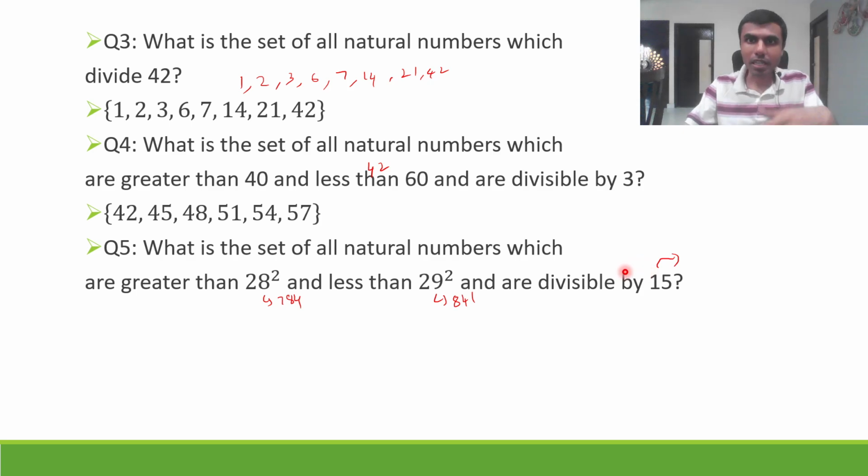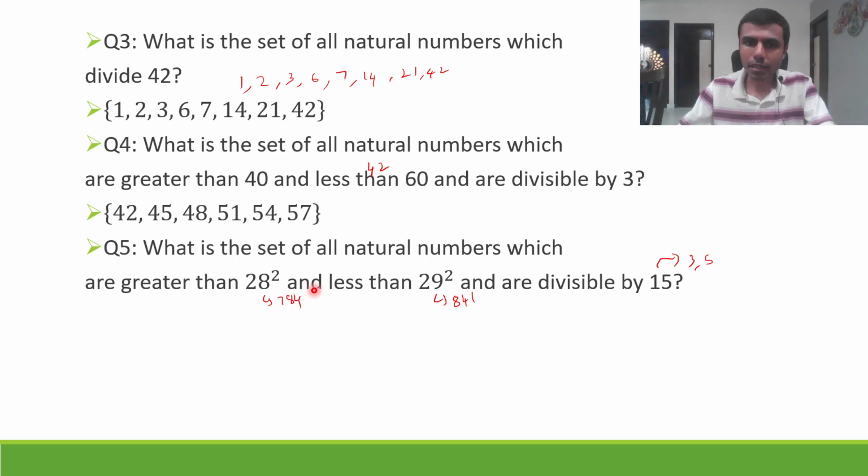Listen to this. If a number should be divisible by 15, it has to be divisible by 3, it has to be divisible by 5 also. How do we know if a number is divisible by 5? At the end, the units place must be 5 or 0. Then we say that the number is divisible by 5.